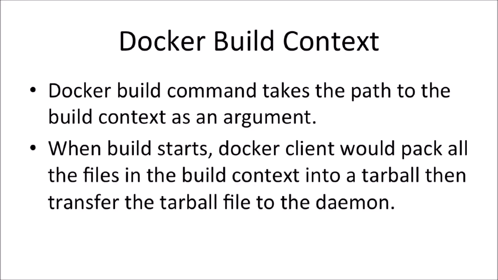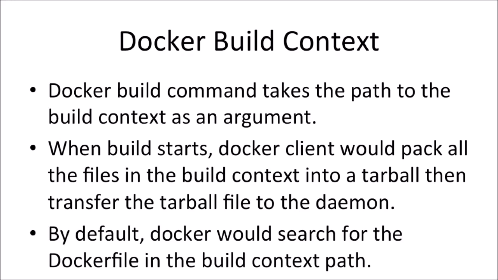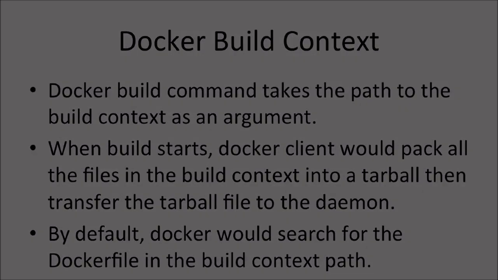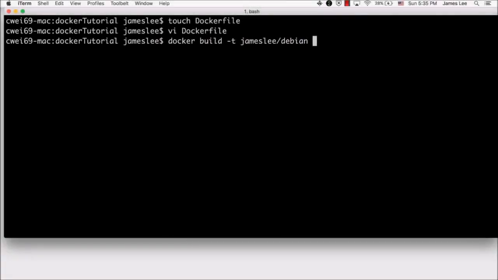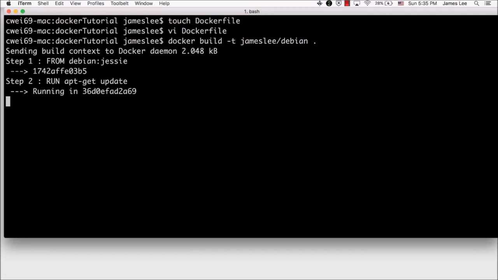When the build process gets started, the Docker client would first pack all the files in the build context into a tarball, and then transfer the tarball file to the Docker daemon. What's more, by default, Docker will search for the Dockerfile in the root directory of the build context path. If your Dockerfile doesn't live in the build context path, no worries. You can tell Docker to search for a different file by providing a -f option. Here, my Dockerfile is at my current directory, so I can just use the current directory as the path. Now, we hit enter to start the build process.